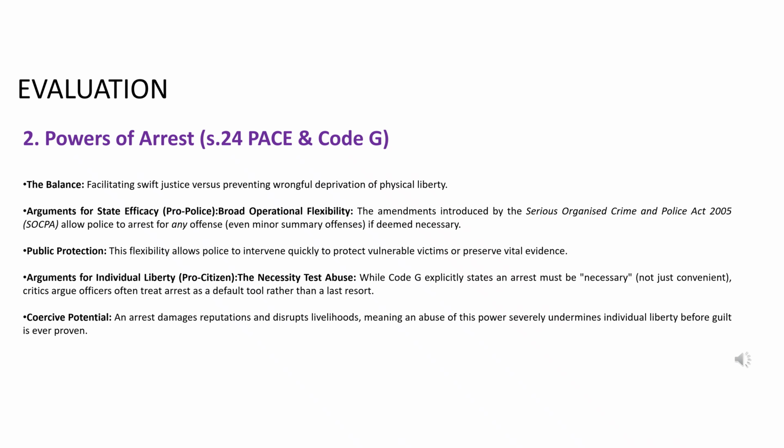effective administration of justice. However, significant concerns exist regarding the impact of these powers on individual liberty. Code G states clearly that arrest must only be used where it is genuinely necessary rather than simply convenient for the police. Critics argue that in practice, this safeguard is not always strictly followed, and that arrest can become the default response rather than a measure of last resort.